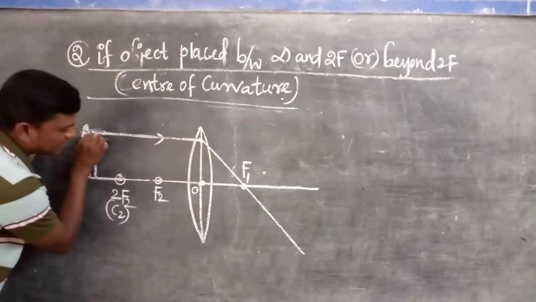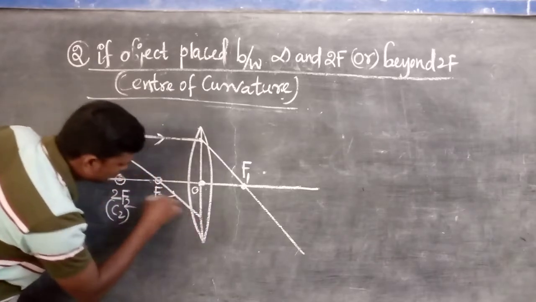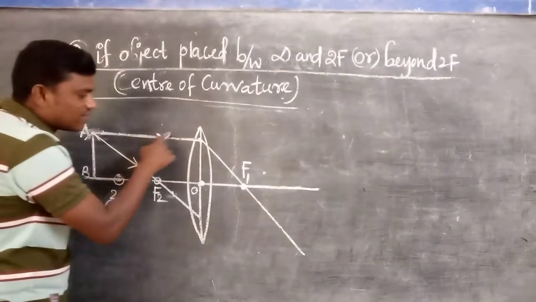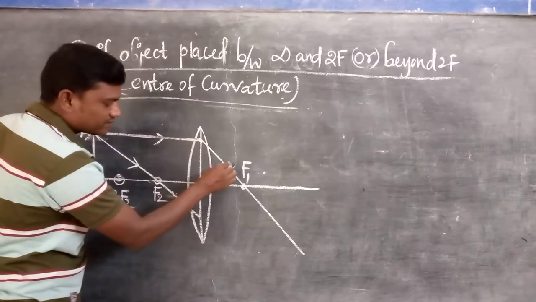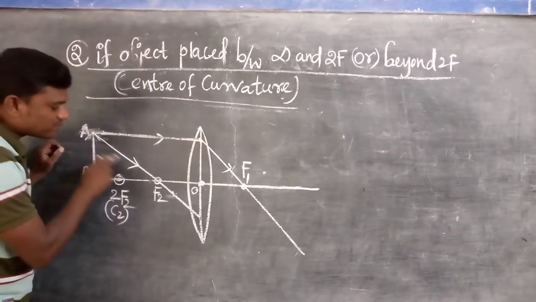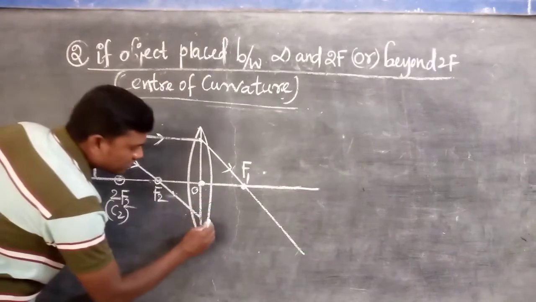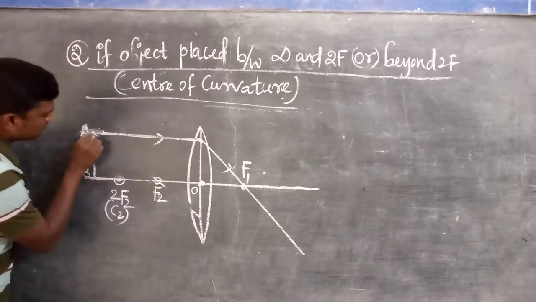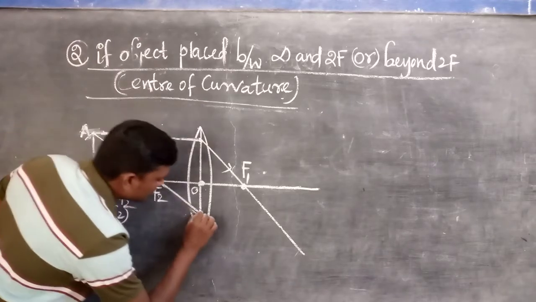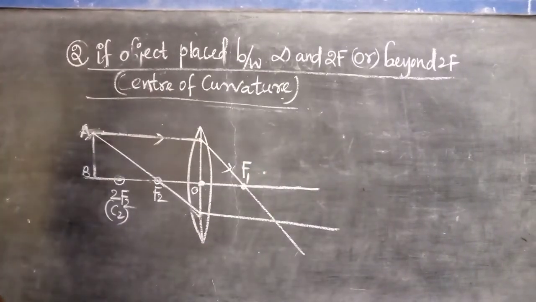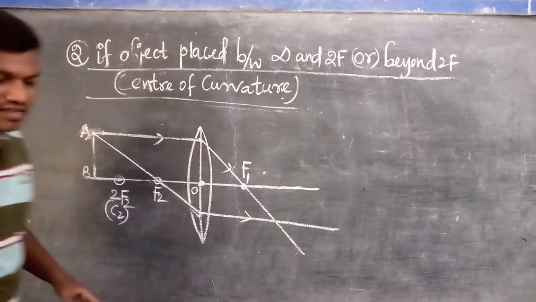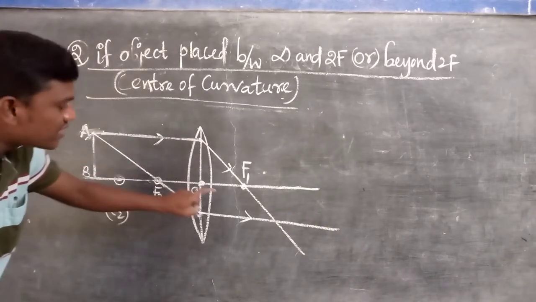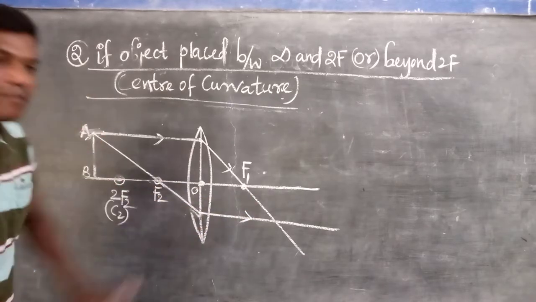That's why one more ray we consider, passing through the which one? Focus. One ray is parallel to the principal axis, that is passing through the focus after the refraction. Okay. One more ray we consider is passing through the focus initially. After the refraction, what will happen? Parallel to the principal axis. Like this. So the incident ray is passing through the focus. At that time, after the refraction, the refracted ray must be parallel to the principal axis.